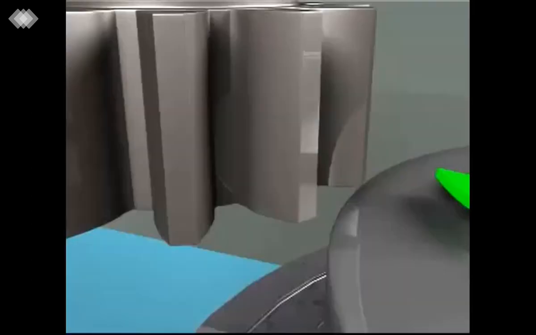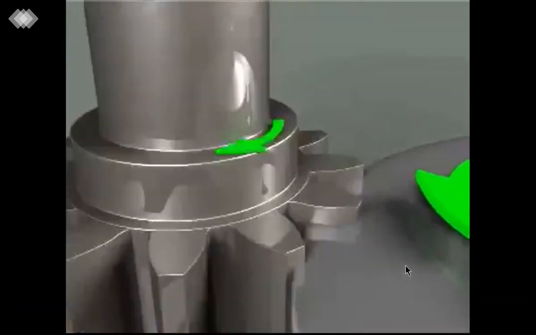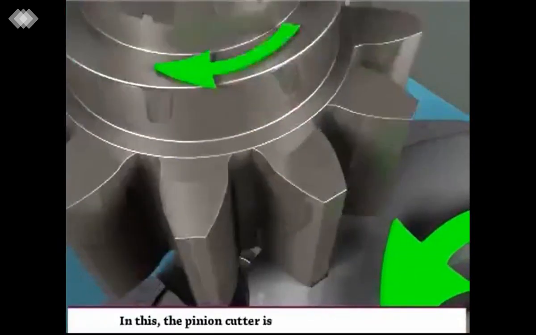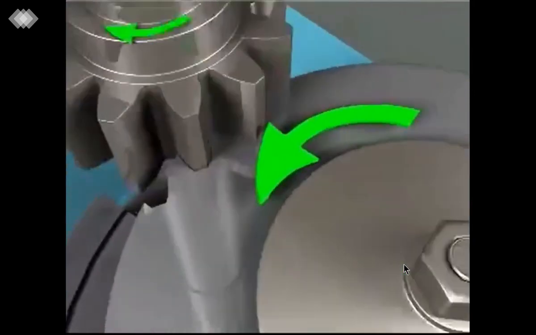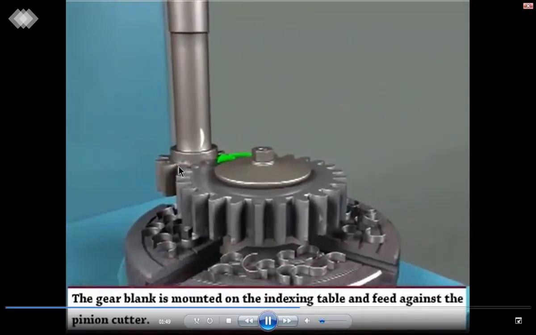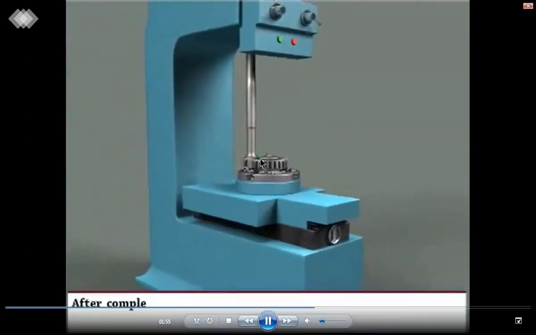The next type of gear generation is using the pinion type of cutter, in which this pinion is similar to the spur gear, with the gear space required. So this is the pinion cutter and this is the gear blank, or the workpiece. The gear cutter is simultaneously reciprocating vertically up and down along with rotation. It is engaged with this gear blank, which is also rotating. The cutting action will generate the teeth on this gear blank along the rotating direction.